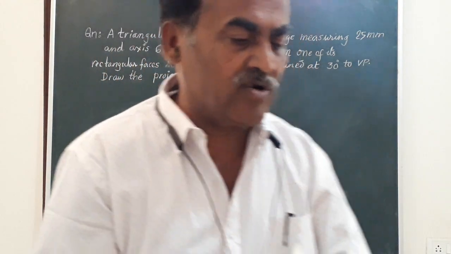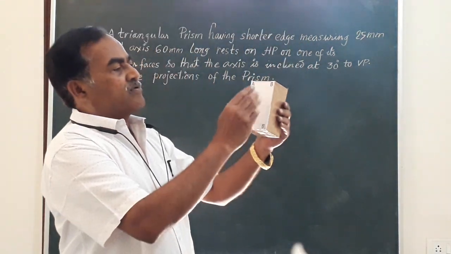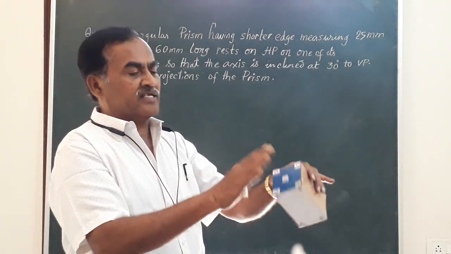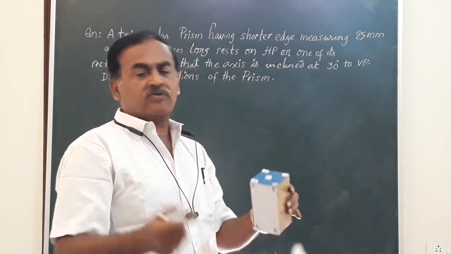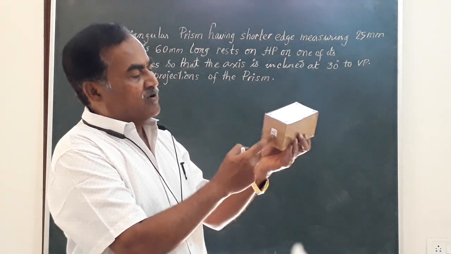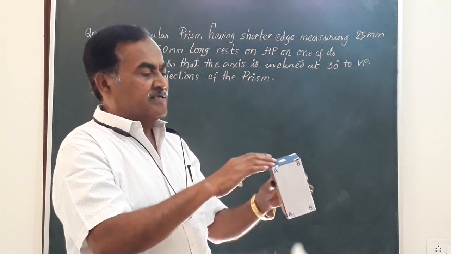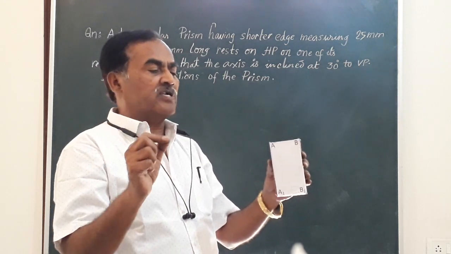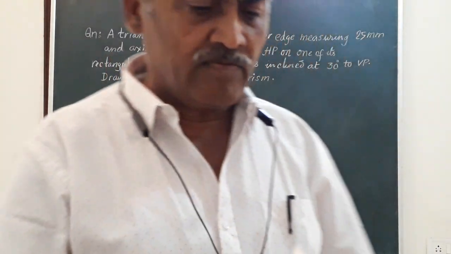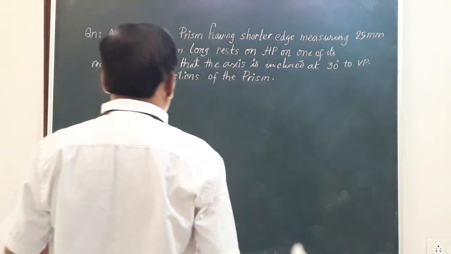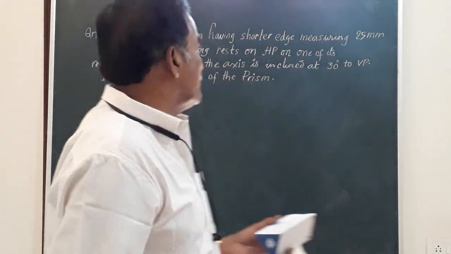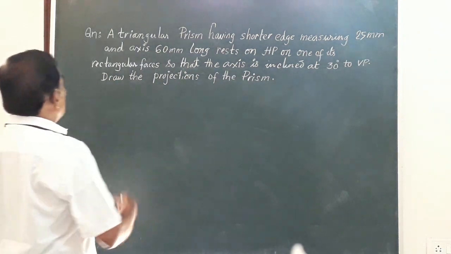Similarly, in a rectangular or a square prism, you will have 4 rectangles on the lateral surface, a square bottom and a square top. And similar to the pyramids, the center of the top face and that of the bottom face are connected by an imaginary line called the axis of the solid. So, in today's session, let me start with the projection of a triangular prism. So, I have a problem here.